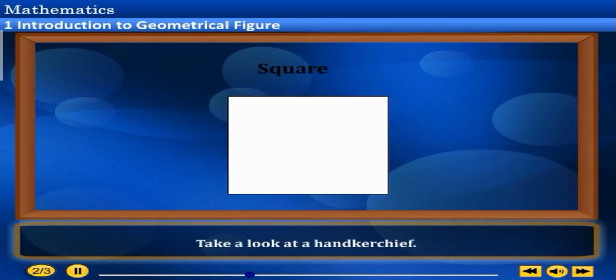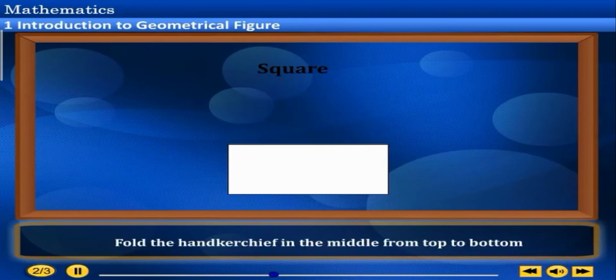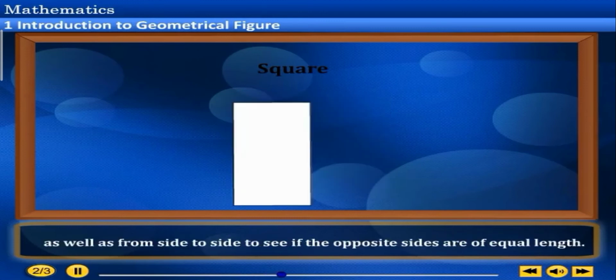Square. Take a look at a handkerchief. It is a square. How many edges and corners does a square have? A square has 4 edges and 4 corners. Fold the handkerchief in the middle from top to bottom as well as from side to side to see if the opposite sides are of equal length.